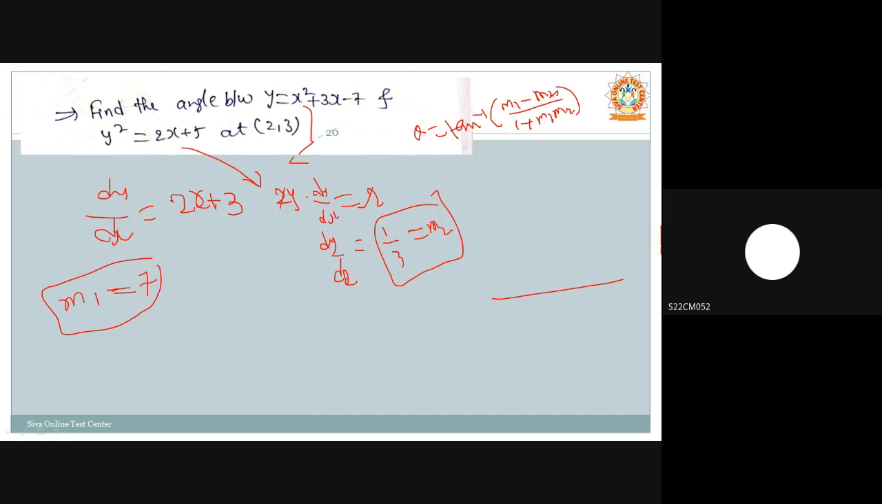2, sir. Tan theta is equal to 2. Theta will become what? Tan inverse of 2. Very good. Tan inverse of 2 is the correct answer.